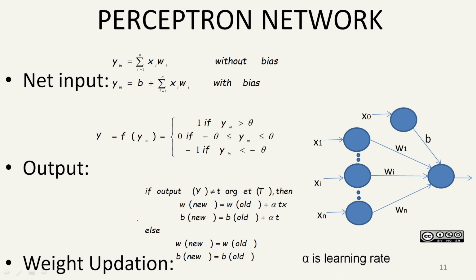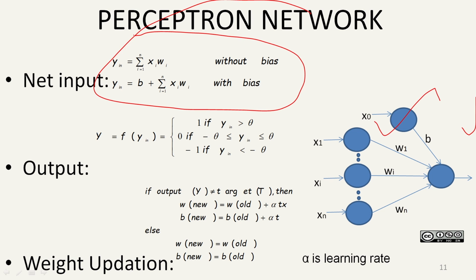Next comes the perceptron model. As I said, you need to understand four things: one is architecture, second is net input calculation, third is output calculation, and the fourth is weight updation. The net architecture is the same with and without bias, as we discussed in the McCulloch-Pitts model, and the net input calculation is also the same. But when you come to the output calculation, if the net input is greater than the threshold, then it is 1, if it is lesser, then it is 0, and it is -1 if it is a negative value, because this also deals with bipolar input.